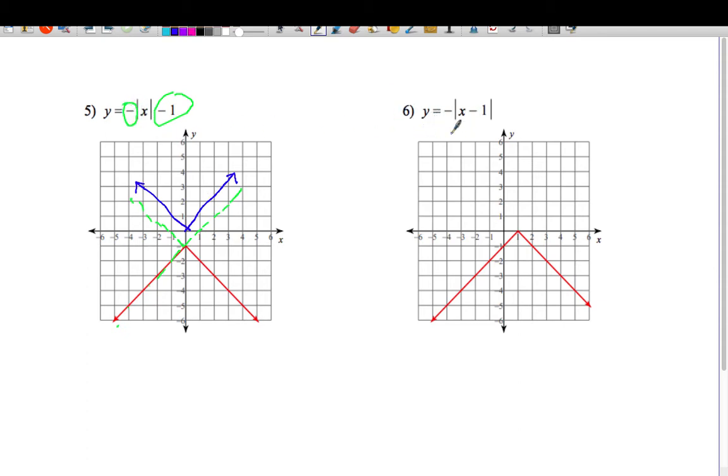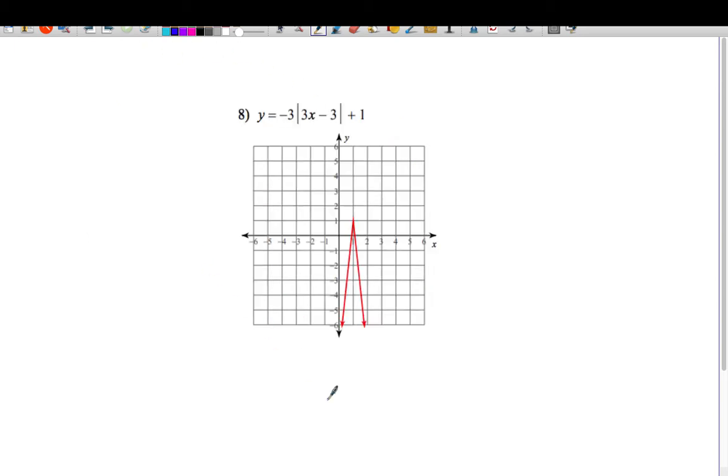Then we have y equals the negative of the absolute value of x minus 1. We graph first x minus 1. So from the parent function, we're going to move 1 unit to the right. So we'll arrive at this graph. And then because of this negative sign, we are going to reflect this yellow graph downward to create this red graph.